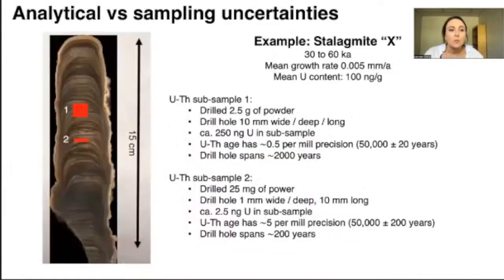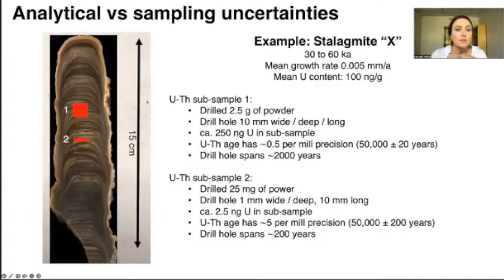I also want to briefly mention that another aspect of determining your sample size is that you need to keep in mind your sampling uncertainty. That's shown here. This is an example of a fake stalagmite called stalagmite X. I took this example from Dirk Hoffman, who gave an excellent talk about uranium-thorium dating at the last S4 speleothem summer school. In this example, he shows 2 drill holes, which are shown here in red.